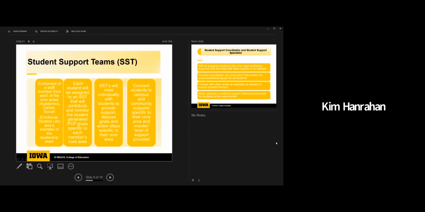Really wordy slide. The next couple are pretty wordy, but teams are comprised of a staff member from each core area and a member of the leadership team to lead and guide that team. Each student will be assigned to a team, and that team will monitor and contribute to the student's success in their goals that they've identified. They'll meet with students individually to provide support specific to their core area of expertise, and they'll connect students to campus and community supports as they deem necessary or as the team decides that it's necessary.